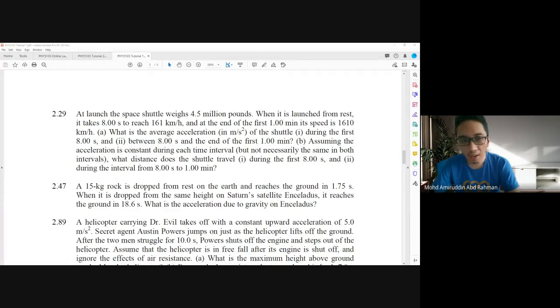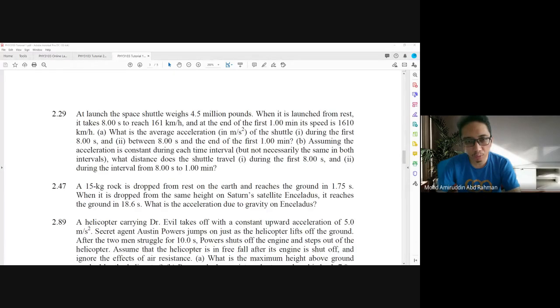And then for B, assuming that the acceleration is constant during each time interval, what distance does the shuttle travel? First, during the first 8 seconds, and second, from 8 seconds to 1 minute. For number 1, the answer is 179 meters.